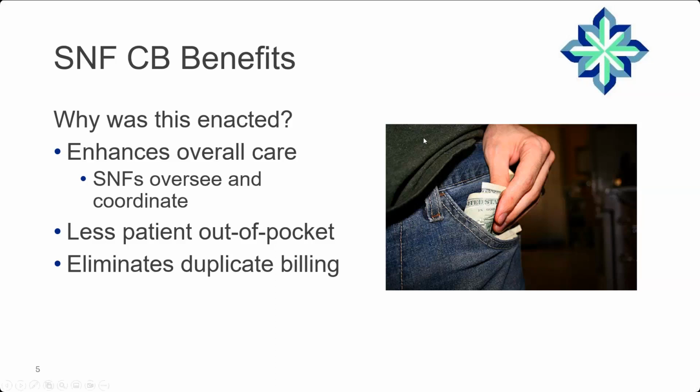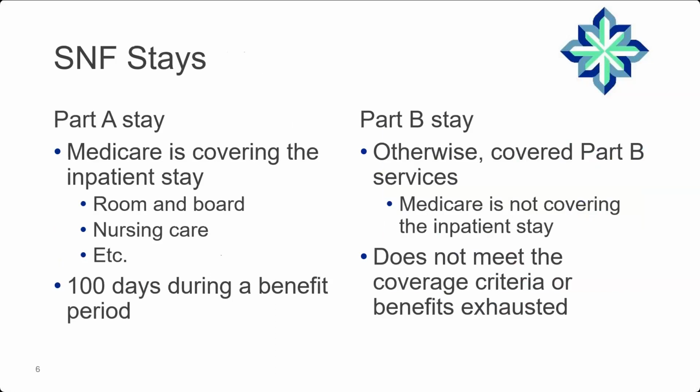When Medicare looked at this particular benefit, they did give us two types of stays for a skilled nursing facility. These two types of stays are very important to understand because they're part of the basics of whether you should bill the skilled nursing facility or bill Medicare. Okay, so a Part A stay. This is defined when Medicare is covering the inpatient stay in the skilled nursing facility, which means they're covering room and board, nursing care, all of those types of care, including PT, physical therapy, OT, occupational therapy, and SLP, or speech language pathology services.